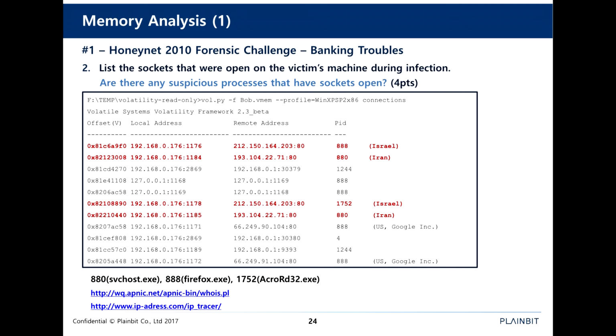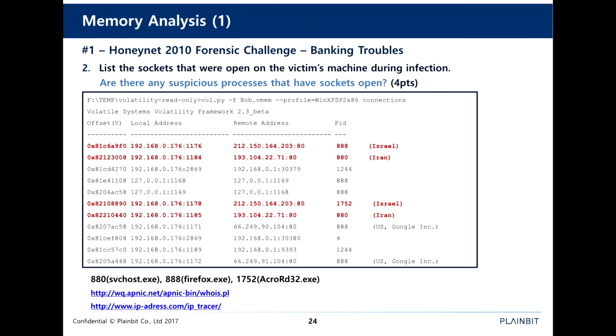In the analysis result, local address is the IP assigned by the operating system of the currently analyzed memory file, and remote address is the IP somewhere connected with the analysis target. The PID is the ID of the process responsible for the connection. If you search the internet for the remote address IP that firefox.exe and acrord32.exe processes are connecting to, you can see that it is the IP assigned to Israel and Iran.